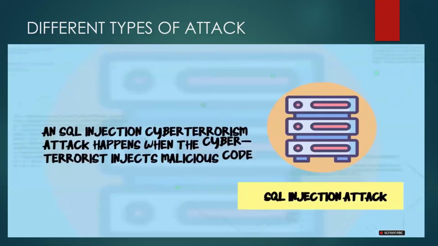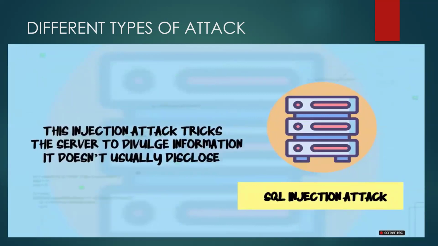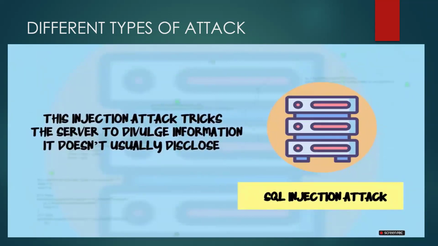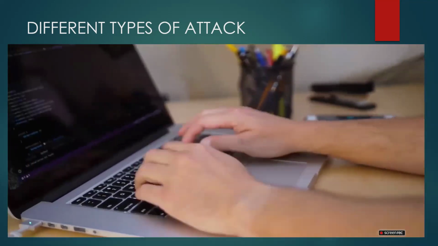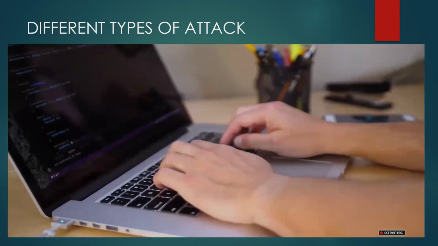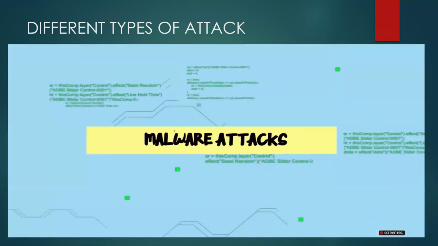An SQL injection cyber terrorism attack happens when a cyber terrorist injects malicious code in an SQL server. This injection attack tricks the server to divulge information it doesn't usually disclose. This cyber attack could occur when a fraudster merely submits malicious script into a susceptible website search box. Number 7 is malware attacks.